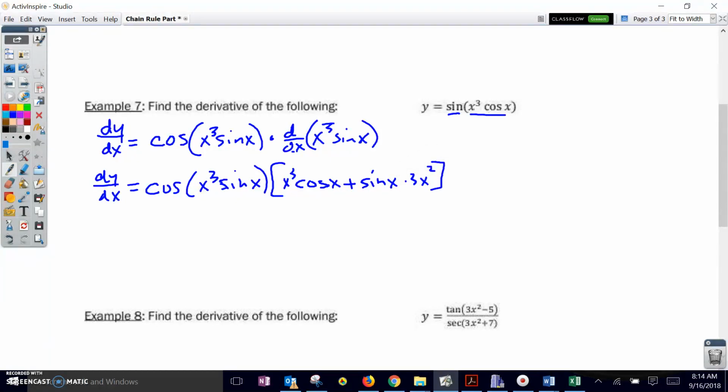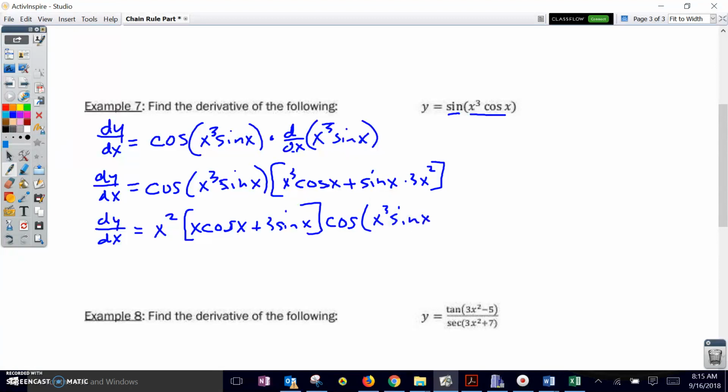And now I'm going to clean this up, factor out what I can. I can factor an x squared out in front of everything. And so this turns into x squared times the quantity x cosine of x plus 3 sine of x times the quantity cosine of the quantity x cubed sine of x. And there's our derivative in number 7.